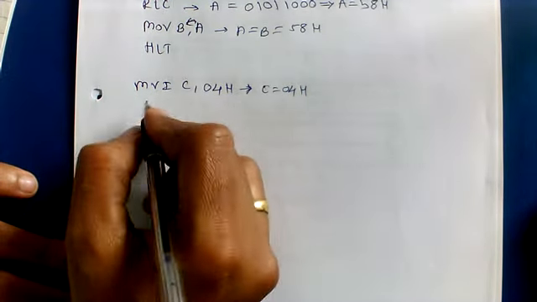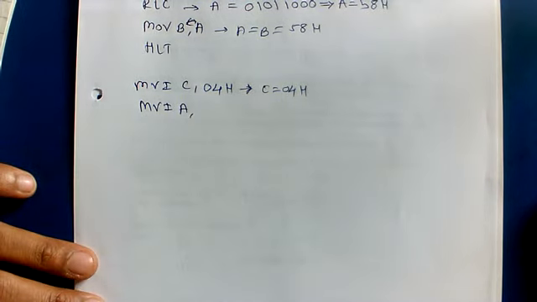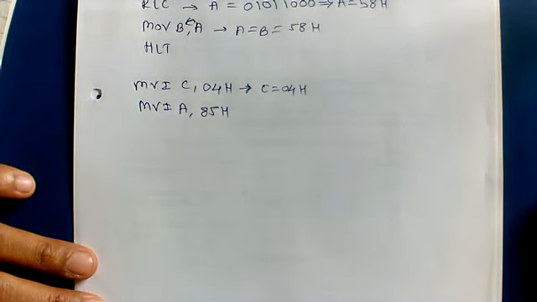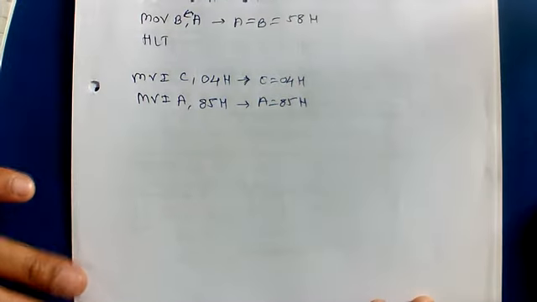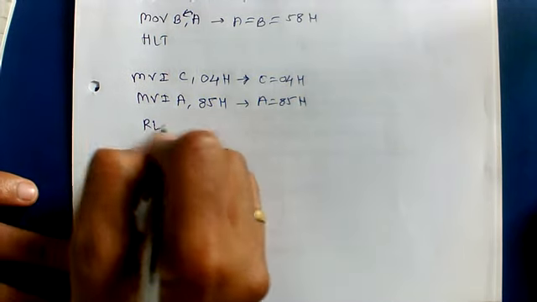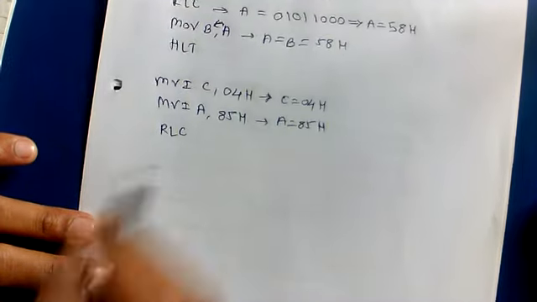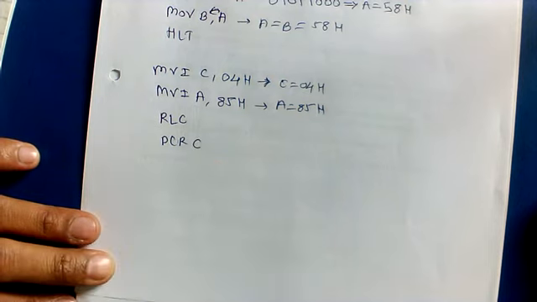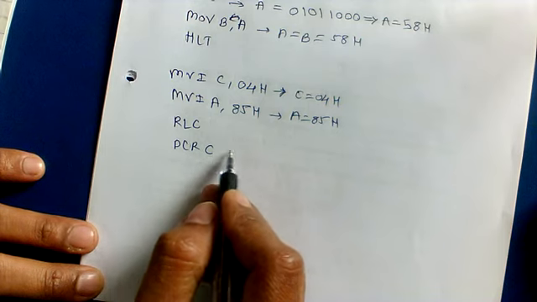Now take your data 85 hex in accumulator, MVI A, 85 hex. Okay, so after the execution of this MVI A, in accumulator you will get 85. Then use RLC instruction, rotate left with carry. Okay, actual process. Then decrement the counter by 1, C is equal to C minus 1.